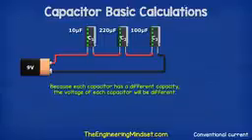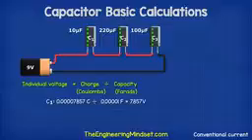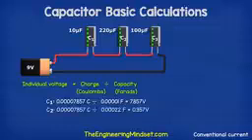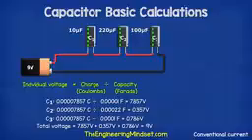However, because each capacitor can hold a different capacity, the voltage of each capacitor will be different. We find the voltage of each capacitor using the formula voltage equals charge in coulombs divided by the capacity in farads. So for this circuit, we see that capacitor 1 is 7.8 volts, capacitor 2 is 0.35 volts, and capacitor 3 is 0.78 volts. These combine to the total voltage of the battery, which is 9 volts.